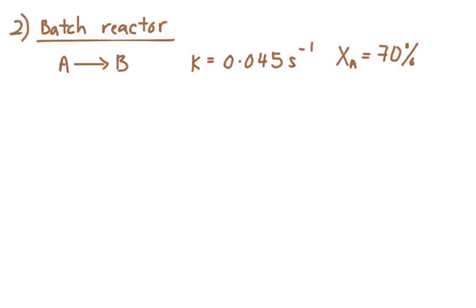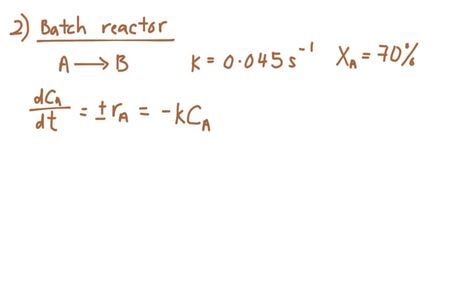Question 2. In a batch reactor, species A undergoes an elementary first order irreversible reaction to form product B. The k value is given as 0.045 per second, and the conversion of species A is 70%. How long did the reaction occur for? Similarly, you have to start with the basic mass balance equation. Now in this case, because it's a first order reaction, your RA will be equal to negative kCA.